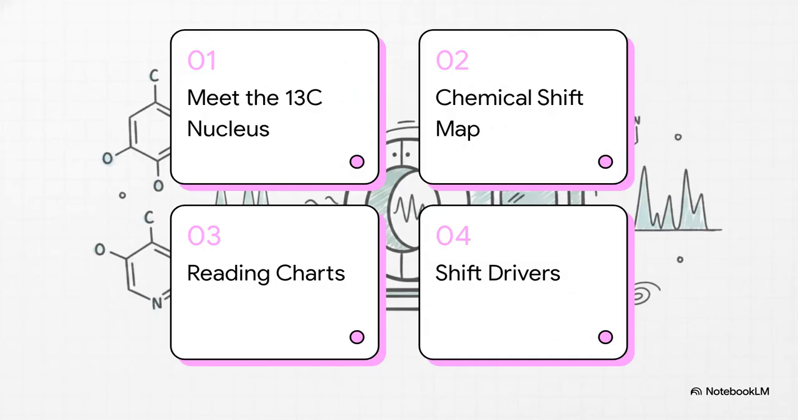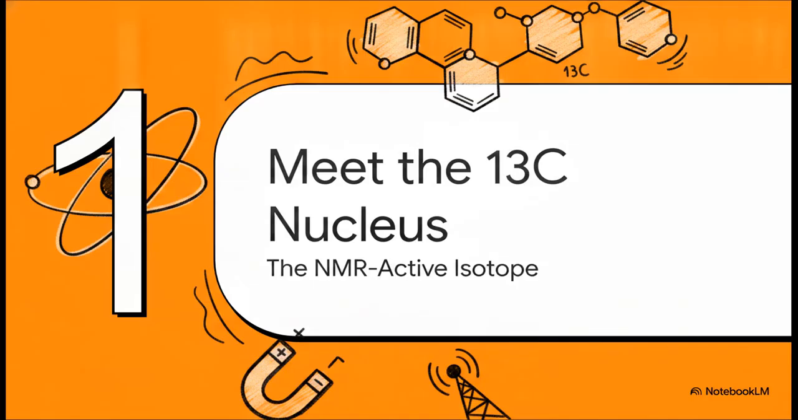So, here's our mapmaker's guide for today's explainer. First, we'll meet the carbon-13 nucleus. Then, we'll map out the chemical shift landscape, learn how to read correlation charts, and finally, look at what actually drives the shifts. Let's start with Section 1, meet the carbon-13 nucleus.